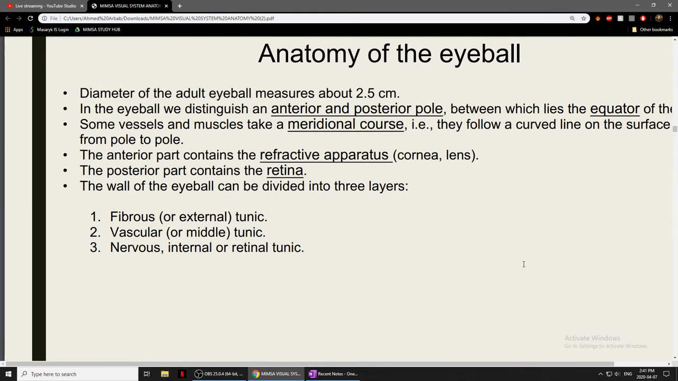Okay, so we can now move on to the anatomy of the eyeball. Do you guys have any questions at all? And you guys can still hear me well.